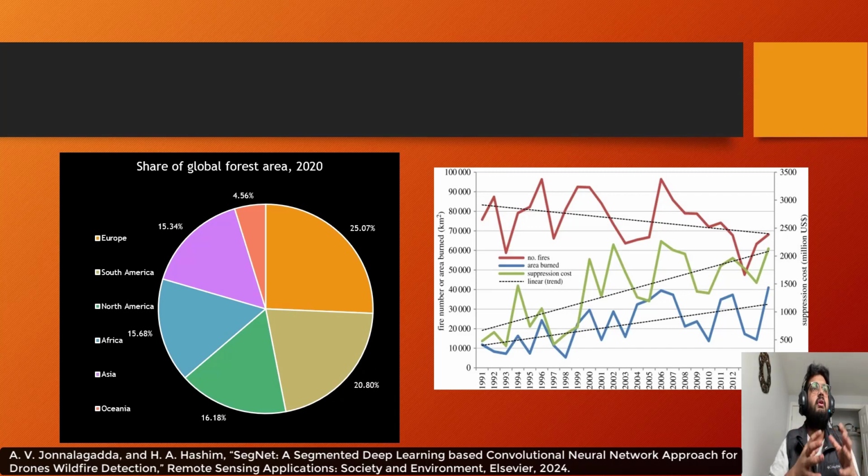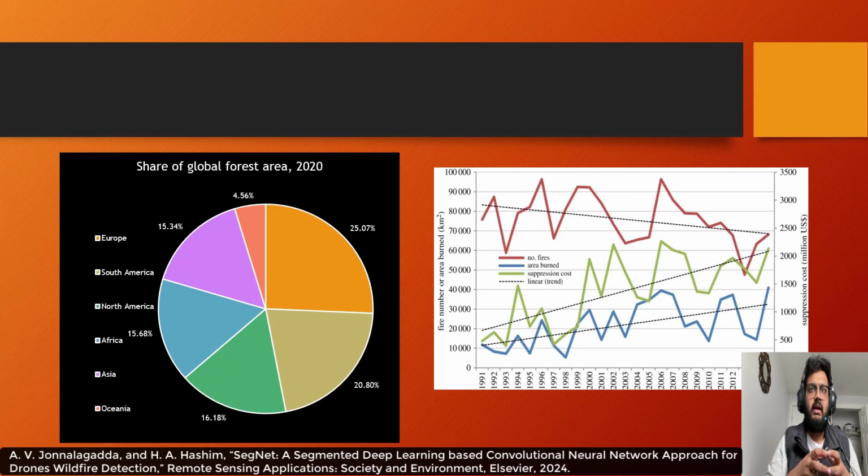Looking at the forest share of global forest area from 2020, Europe, South America, North America, Africa, and Asia, all these contribute to the same amounts of land mass. However, the escalating frequency and intensity of forest fires, exacerbated by climate change and human activities, have profound consequences on ecosystems, communities, and the environment.